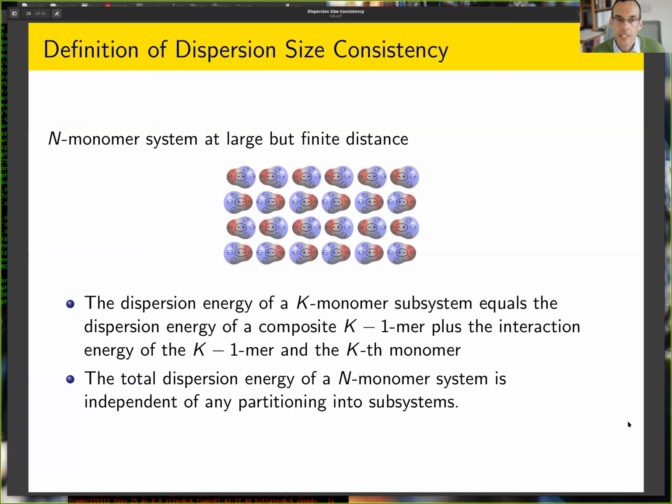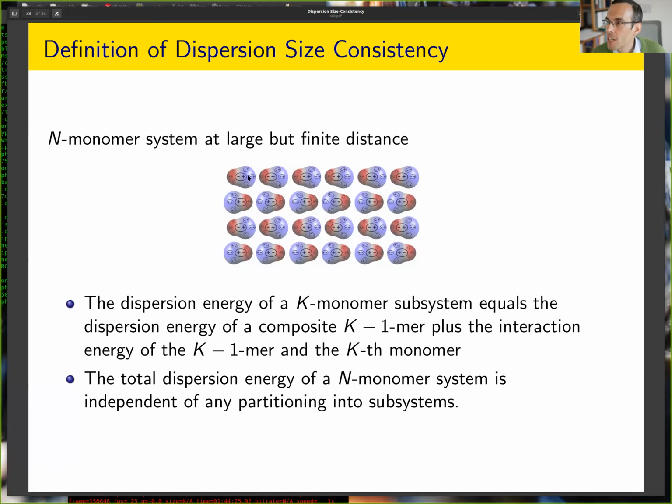And now there is this other concept as well, where we looked at a larger system with many monomers, an n-monomer system. And we can show that at large but finite distance, the dispersion energy of a subsystem that you take out of this, so let's say we cut here, the two lower rows, and then you take the interaction between the three lower rows and the first one on the top row, we know that the dispersion energy of that composite system must be equal to the dispersion energy of the K-mer, so the three lower rows within themselves, plus the interaction between that and this extra one. Now that seems trivial, right?